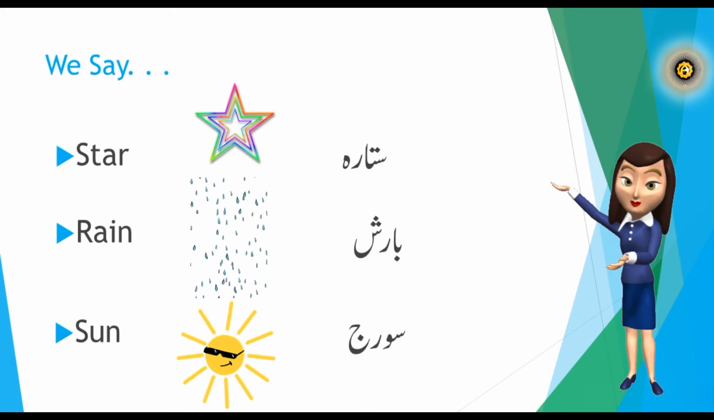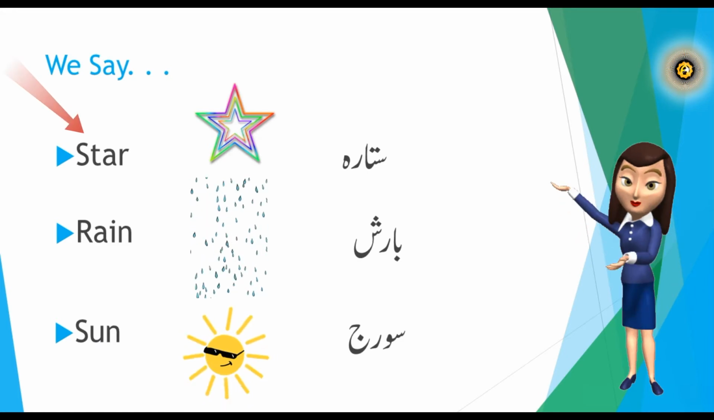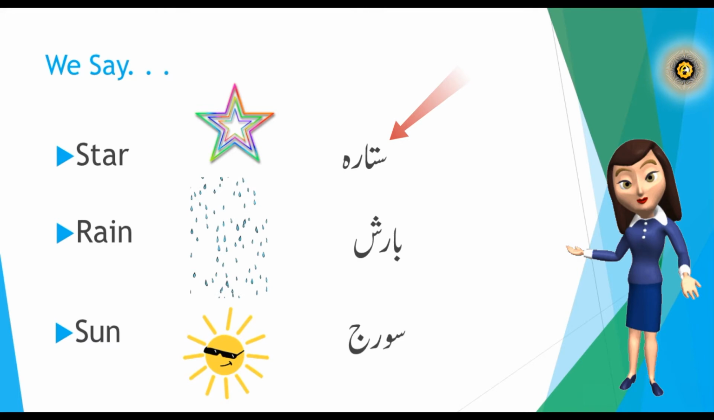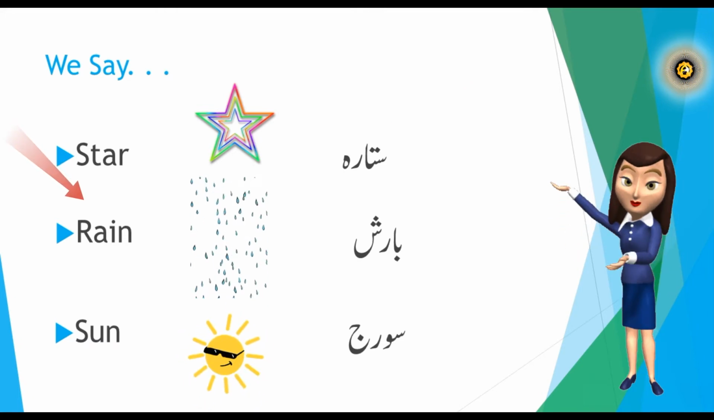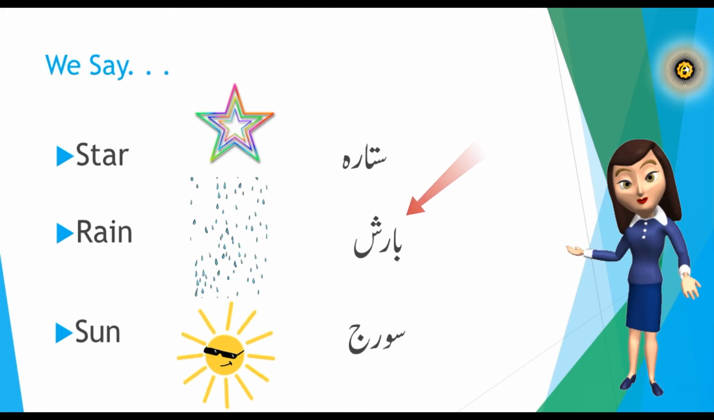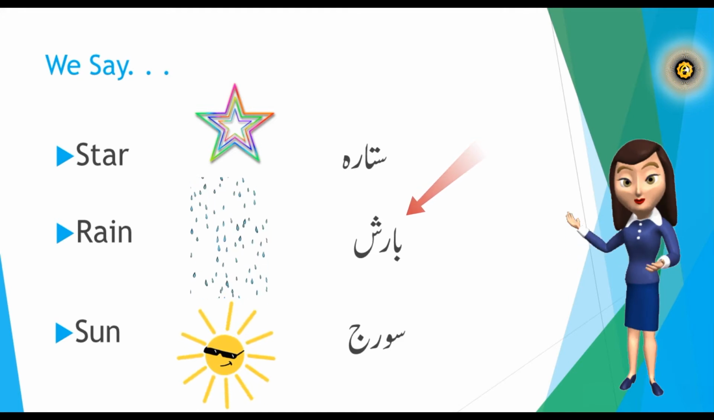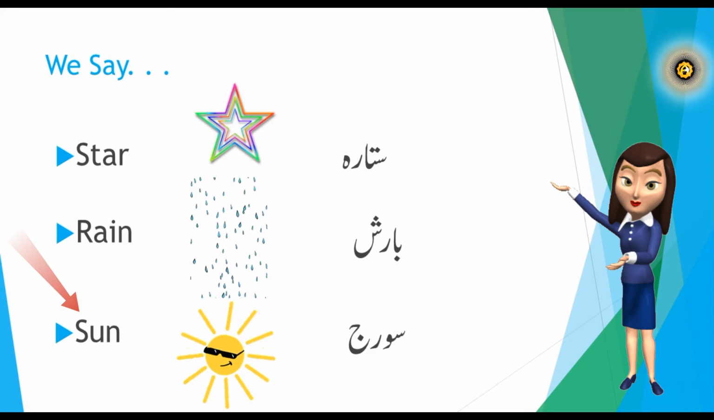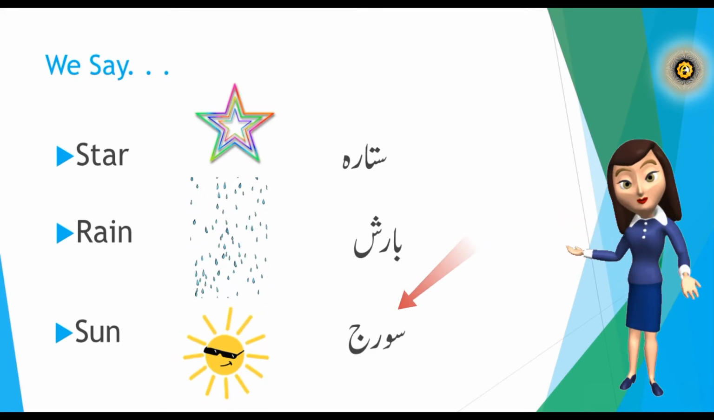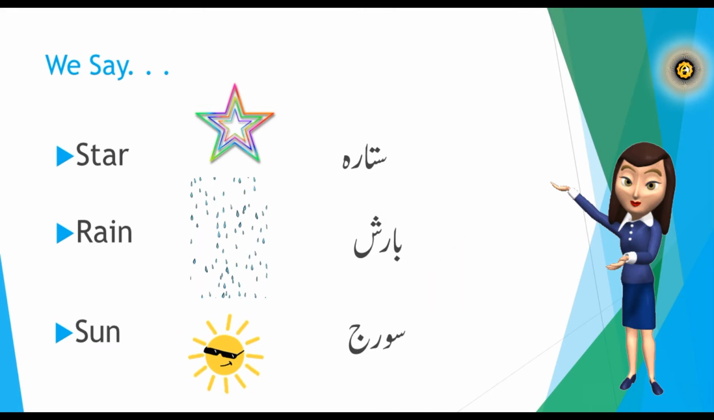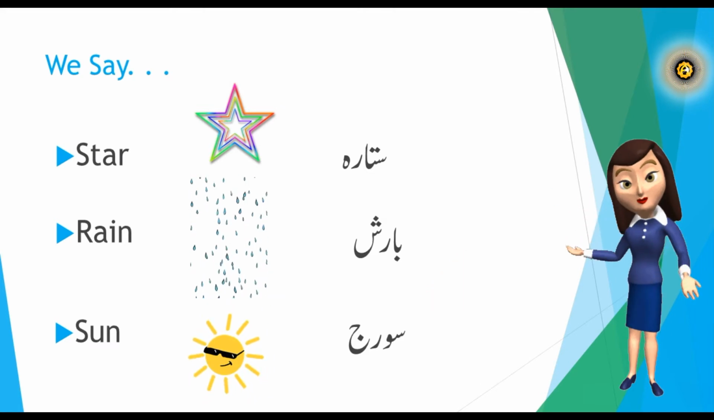Now let's repeat one more time. In English we say star, in Urdu it is sitara. Then in English we say rain, and in Urdu it is barish. Then in English we say sun, and in Urdu it is suraj. Repeat many times for practice, okay?